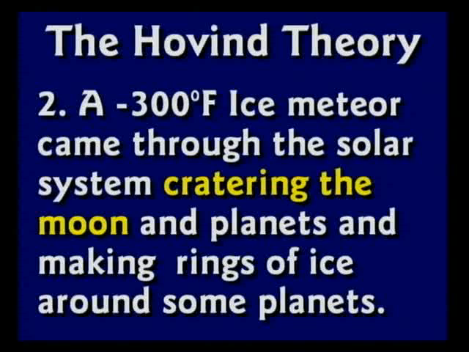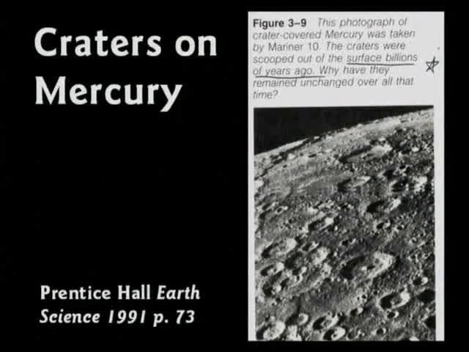Okay. Second thing that happened, a 300 degree below zero Fahrenheit meteor, this is in my Hovind theory, came plowing through space and cratered the moon and the planets and made some rings around some of the other planets. Some planets have ice rings around them. Mercury has a lot of craters. It looks like something hit, made a hole, but we don't know what hit.